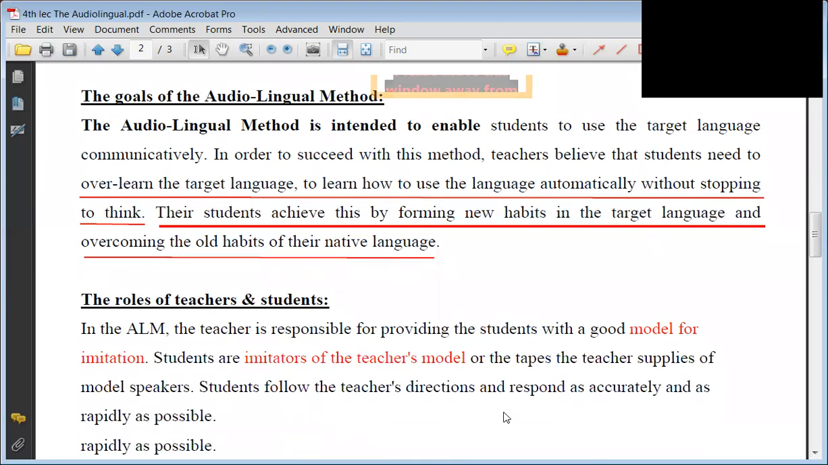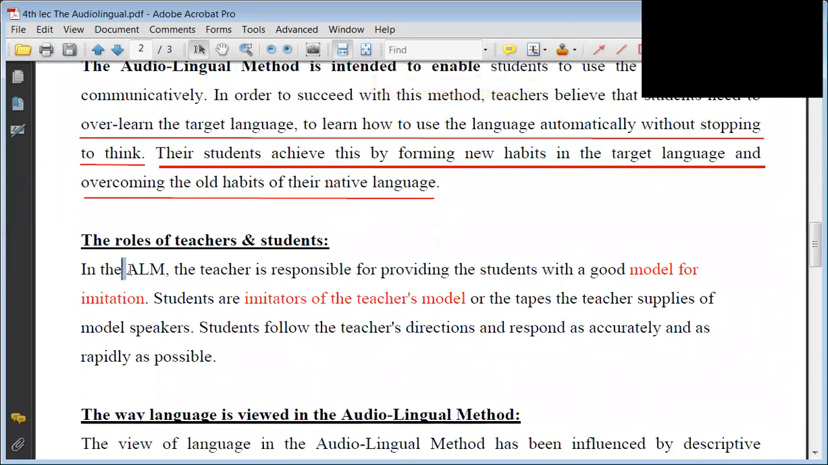The next thing is the role of the teachers and students. In the audiolingual method, the teacher is responsible for providing the students with a good model for imitation. As I have mentioned before, this method is teacher-centered, which means that the role of the teacher is very important because he is the model after which the learners repeat what he is saying. So the teacher must say the words or the sentences accurately so that the students repeat after him in a correct way.